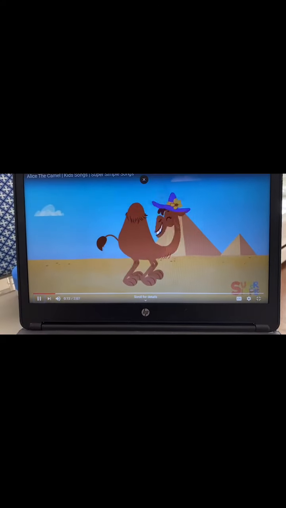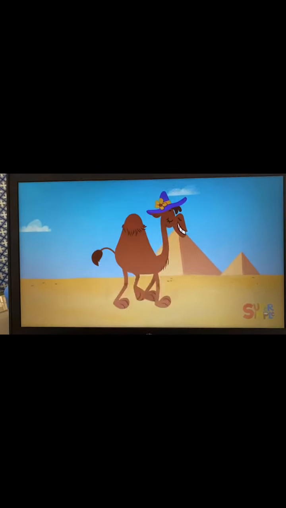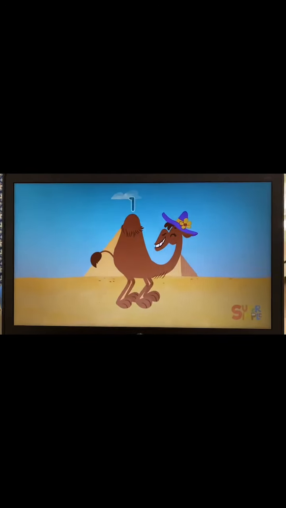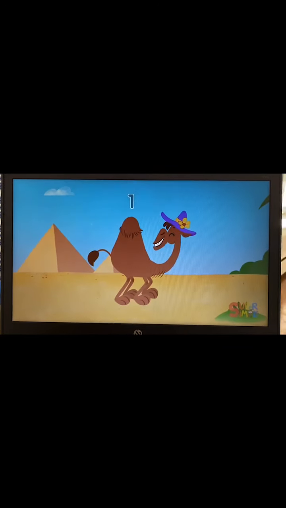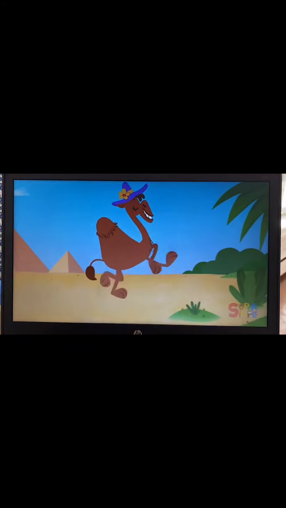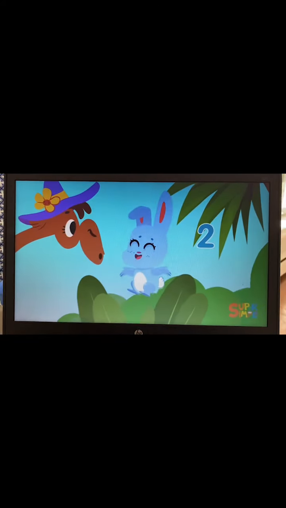Alice the camel has one hump. Go, Alice, go. Ruby the rabbit has 2 ears.